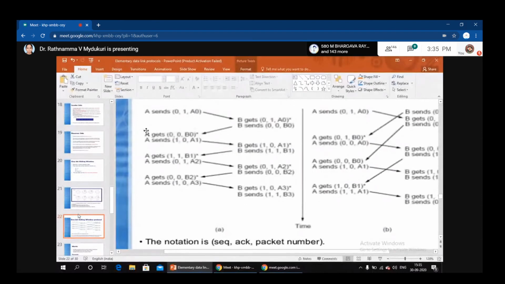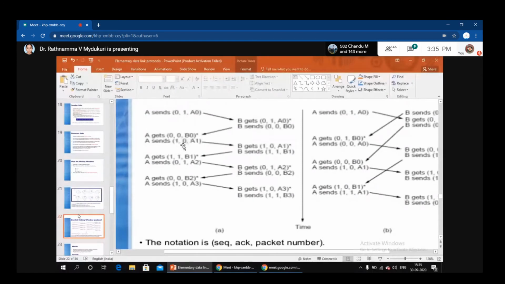That is A. Now again A sends the next packet. After 0, the next packet number is 1. So 1. And this is the acknowledgement of this B0. And this is the next packet, and it is received by the receiver.